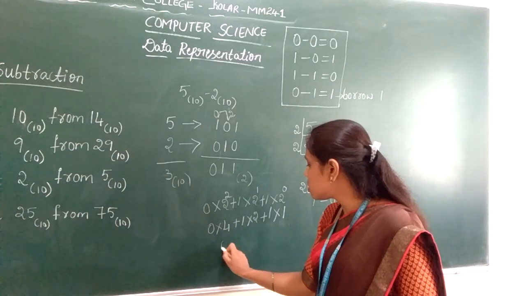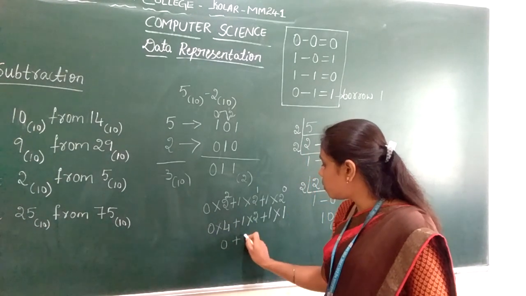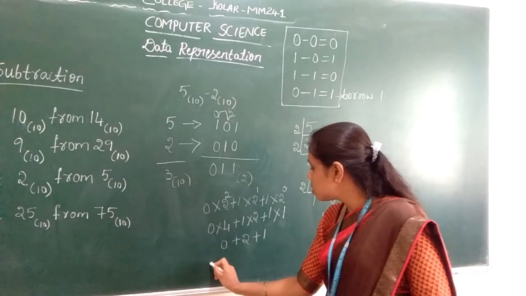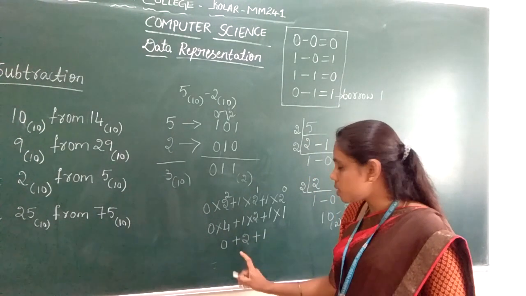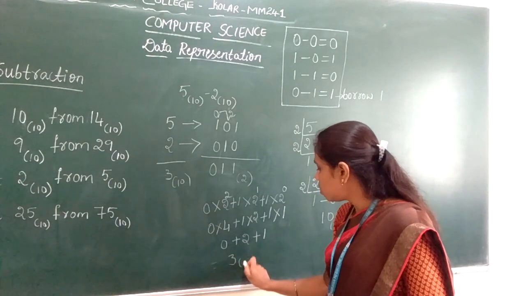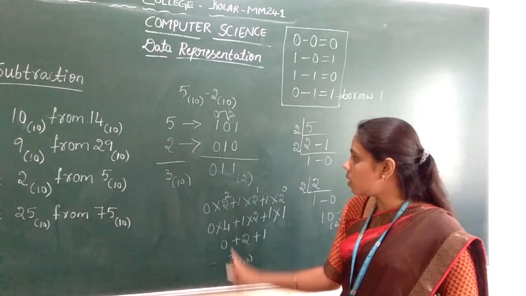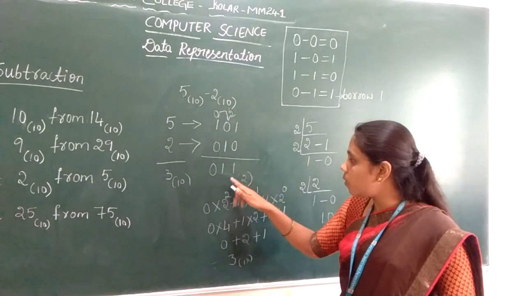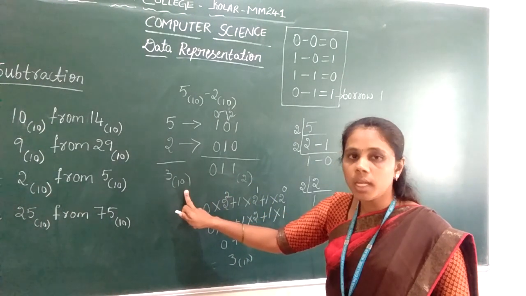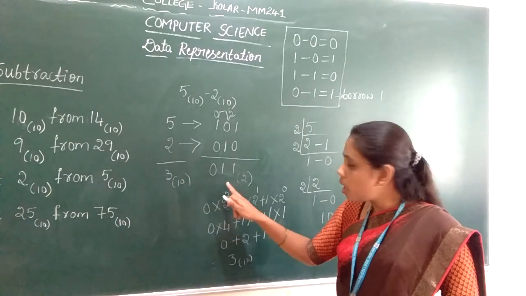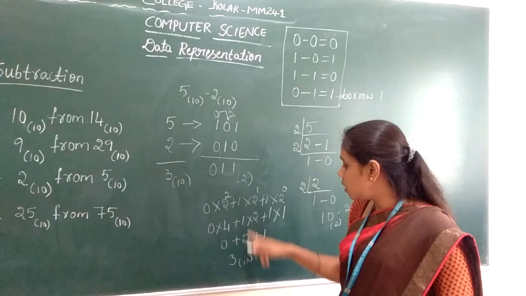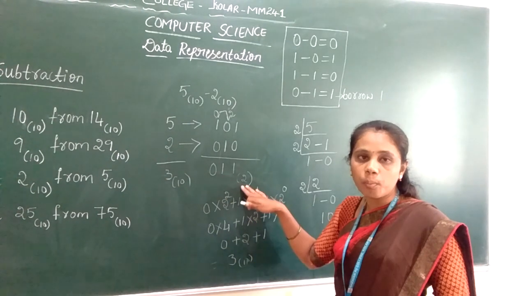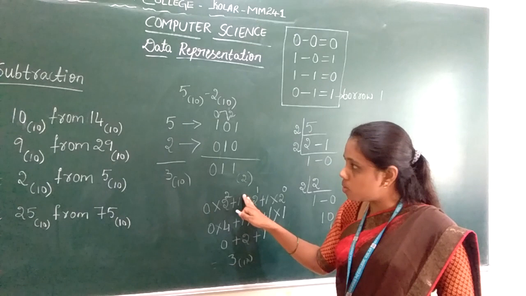Now 0 into 4 is 0, plus 2 into 1 is 2, plus 1. 0 plus 2 is 2, 2 plus 1 is 3. So now we got the decimal equivalent value for this 0 1 1. When you get a result and want to check the decimal equivalent value for a given binary number, multiply by powers of 2 and you will get the final result. This is how we can compare decimal and binary values.